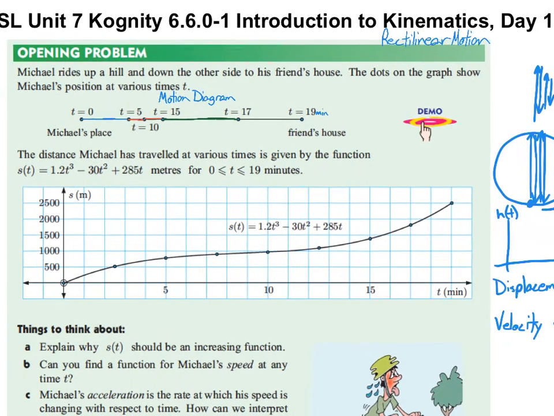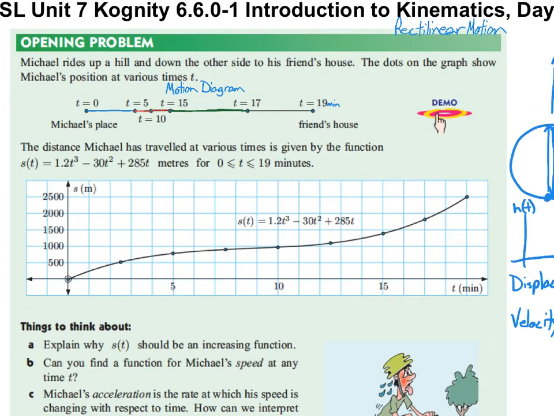Now, let's talk about part B down here. A function for Michael's speed. All right, again, because there's no change in direction here, we can use speed and velocity synonymously. Speed is always positive, but velocity is always positive in this case as well, because we never change direction. Okay? But could we find a function for speed? What do you guys think?